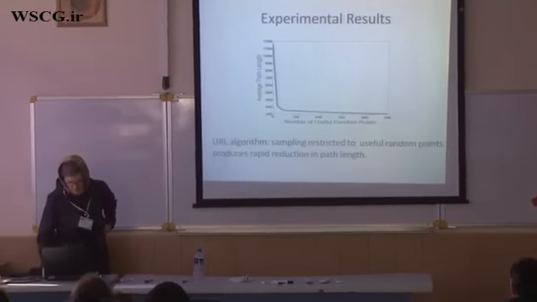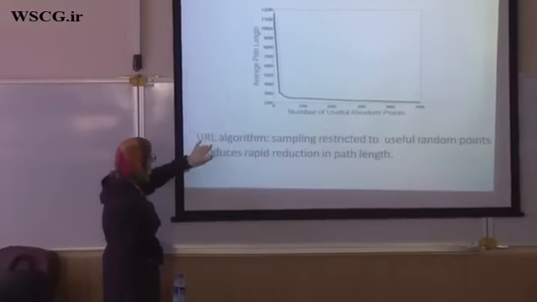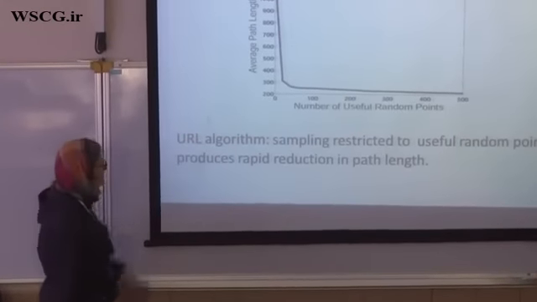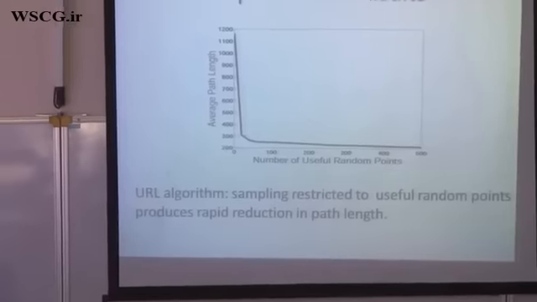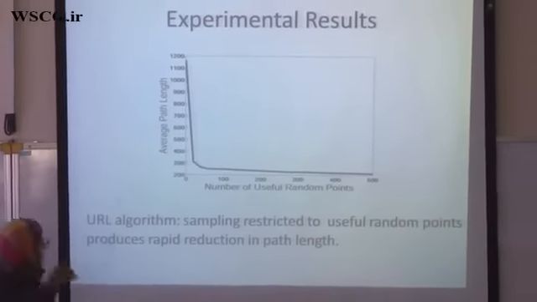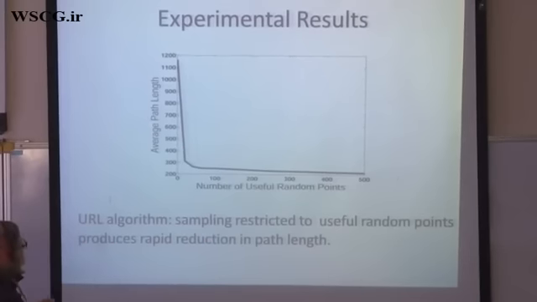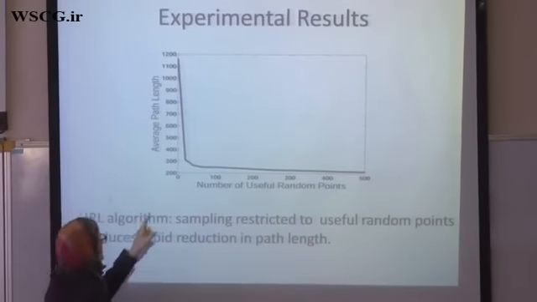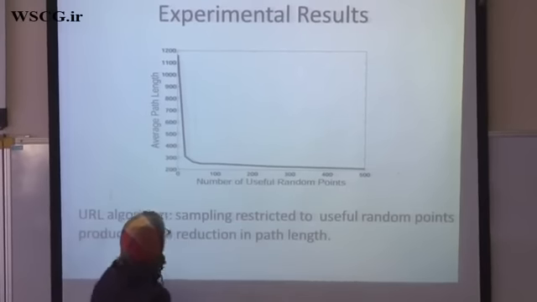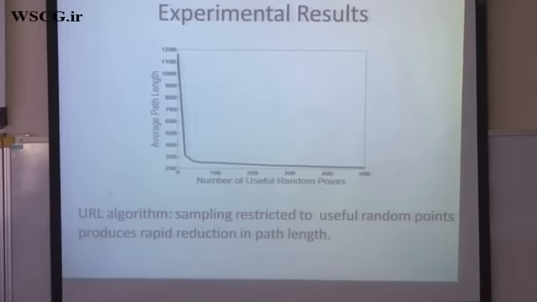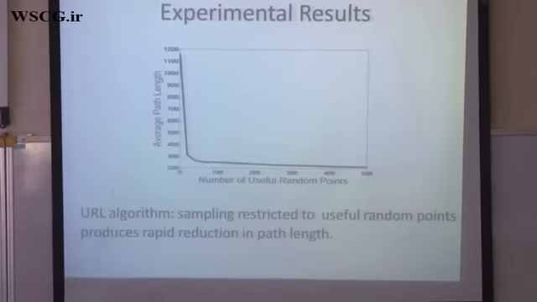All right, so what about the URL algorithm? That's the useful region localization algorithm, where we said, let's just sample points in the region that we know is going to be helpful to us. And here the shape of the curve is, as you might hope for and expect, quite a bit better. You don't have to sample very much at all before you have pretty much the optimal length path. So you get a rapid reduction in the path length by just sampling points you know are going to be useful.